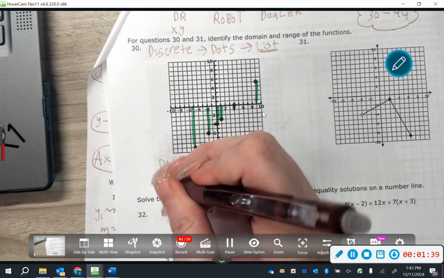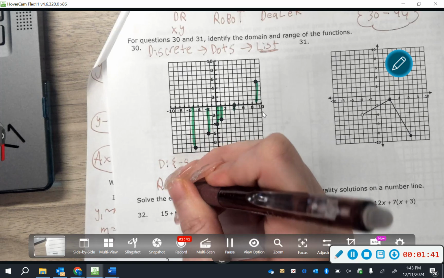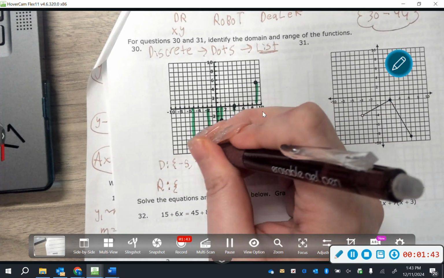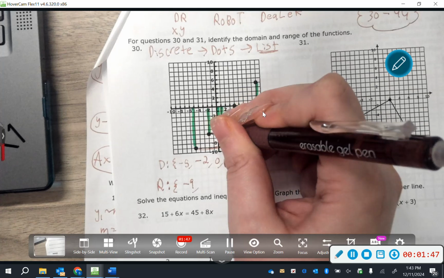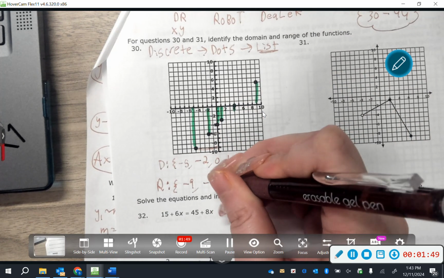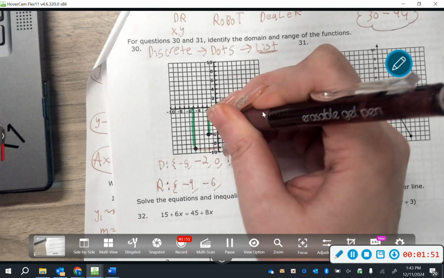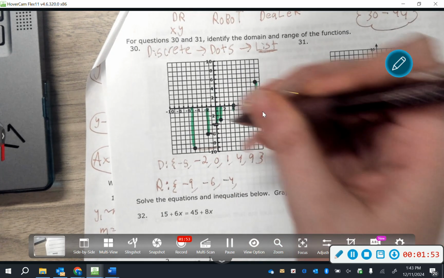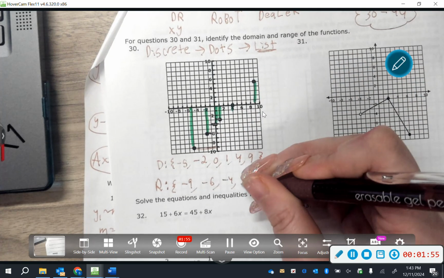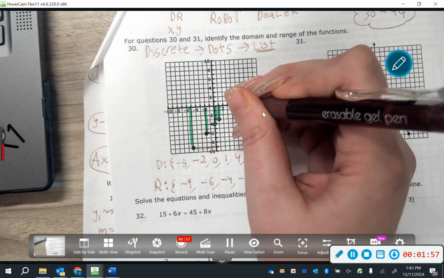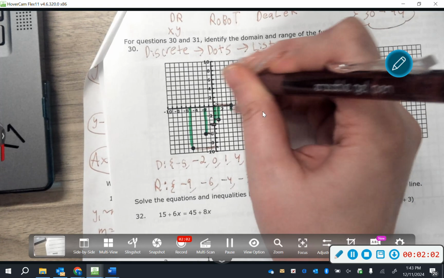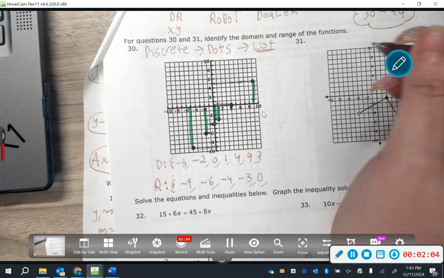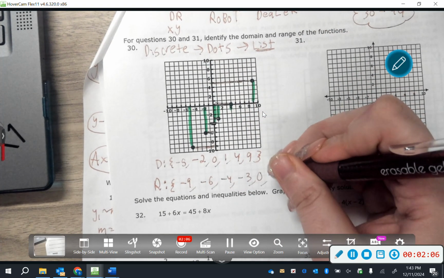For my range, we go from bottom to top. Well, the lowest I can go is -9. For this one, the next one's at -6. This one's at -4. This one's at -3. This one's at 0. And this one is at 5.